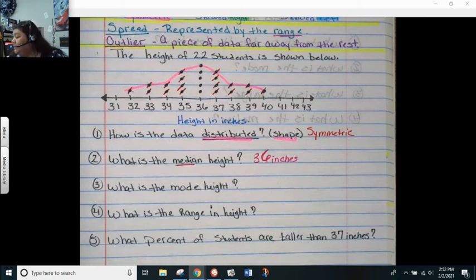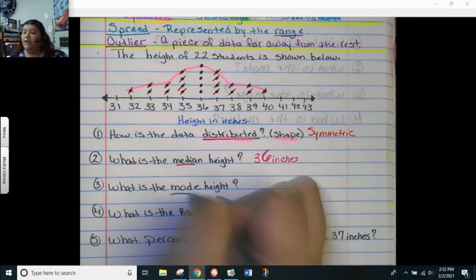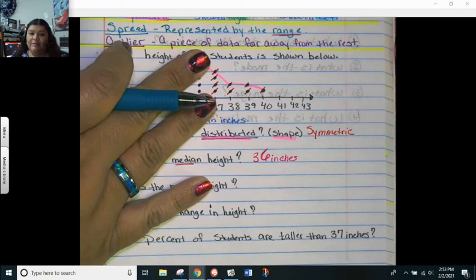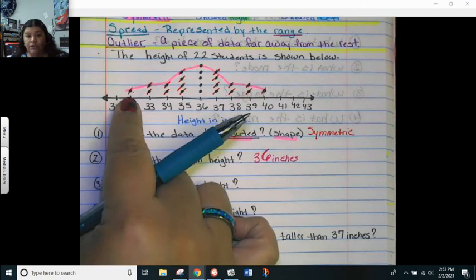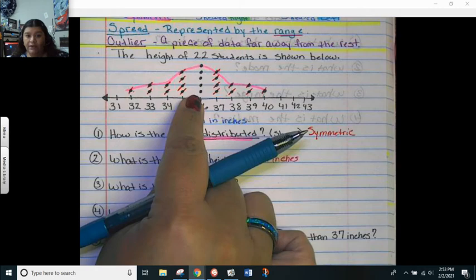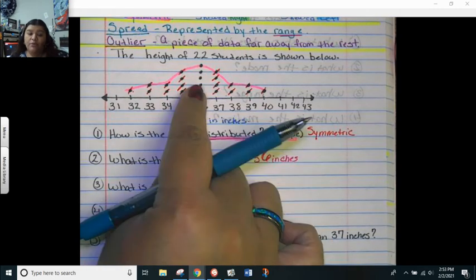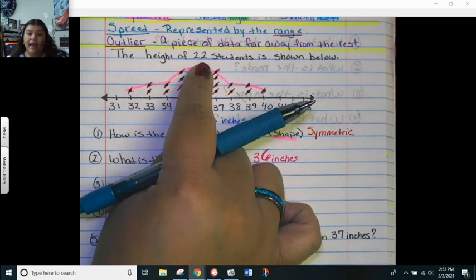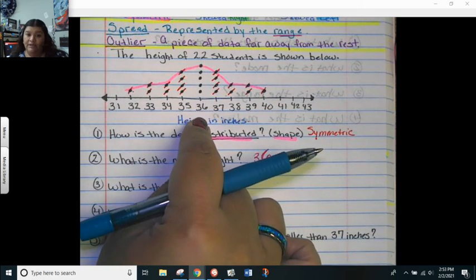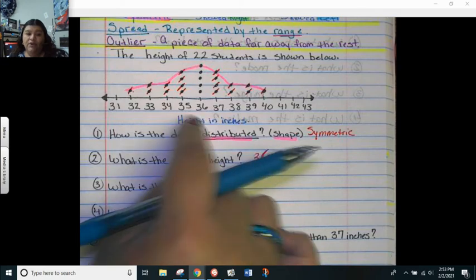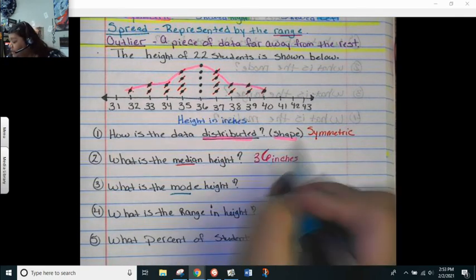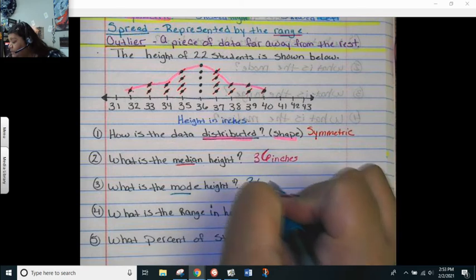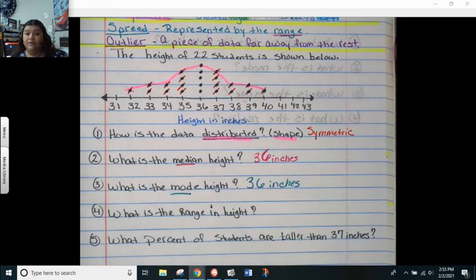Let's see, mode. Mode is so easy to find on a dot plot. It's going to be your tallest tower. So I only have 1 here, 2 here, 2 here, 4 here. Here's a 5, 4, 2, 2. So the one that happened the most often was my 36. It's the tallest one. I have 5 people who are 36 inches. So 36 inches is going to be my mode. It's which one occurred the most often.